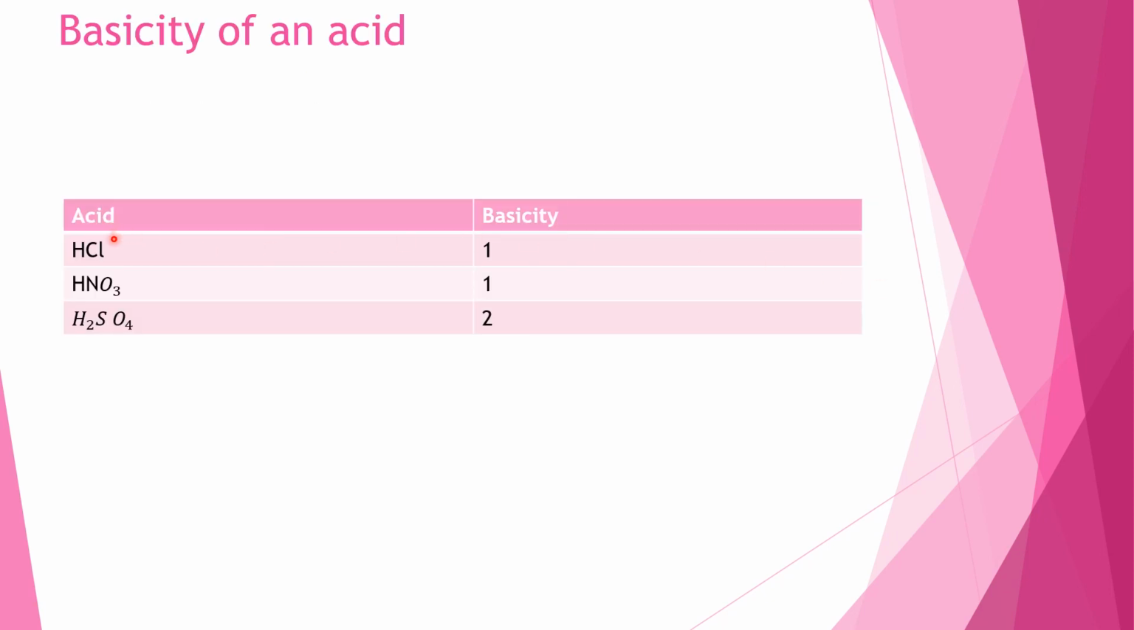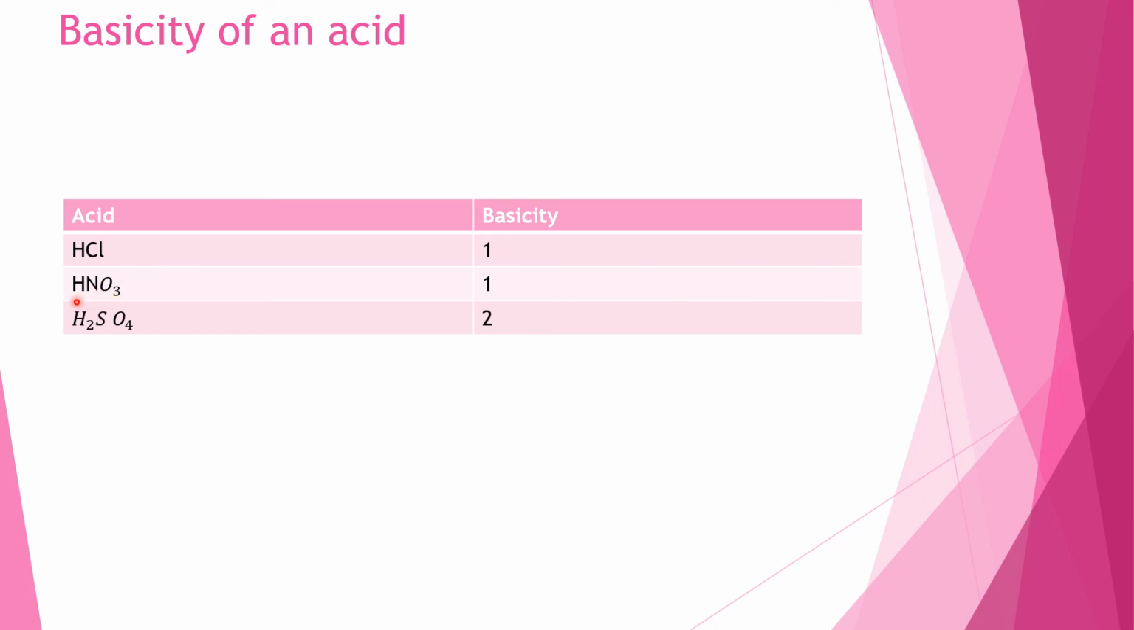The acid is HCl and 1 replaceable hydrogen is present. Our definition: basicity of an acid is the number of replaceable hydrogen atoms present in a molecule of the acid. HCl is an acid, and it is a molecule of the acid. When atoms combine, they form molecules. How many replaceable hydrogen atoms are present in it? Only one. Then its basicity is 1.